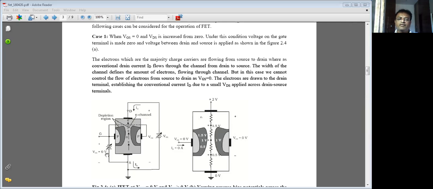That means when you don't apply any control voltage, VGS equal to 0, if you go on increasing the VDS, the drain to source voltage, the current goes on increasing. Why does the current go on increasing? More and more electrons get repelled by the VDS, and these electrons are collected at the drain. So the drain to source current ID will go on increasing.